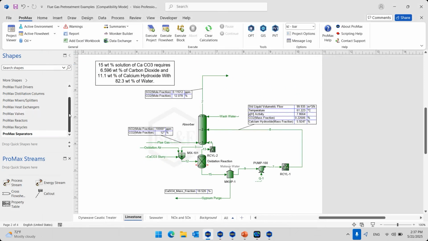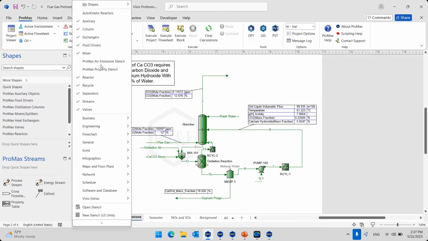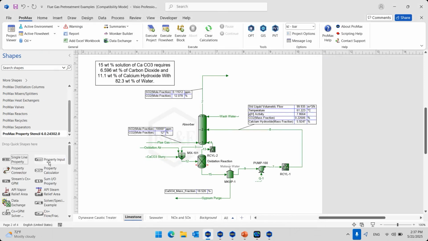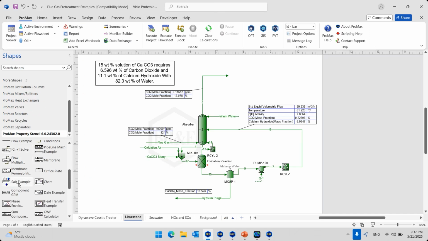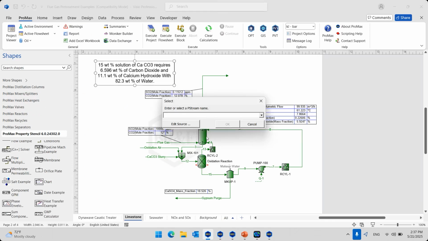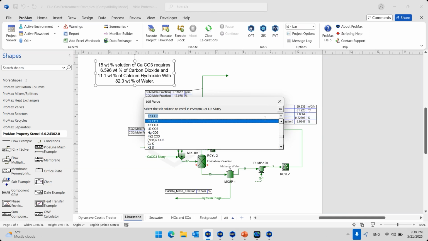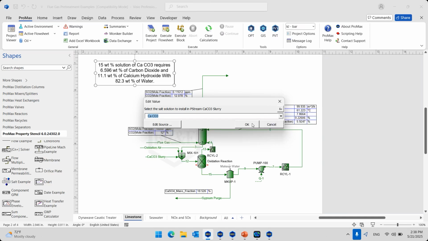That is our salt example. This salt example can be found under more shapes and ProMax property stencils. There is a stencil called salt example over here. Once you take it and put it on your flow sheet, it will appear over here, and it will ask you into which stream you want to input this concentration. So in our case, it would be the CaCO3 slurry. Click OK. It will ask us which salt we want to model. There is a list of all possible salts. So in our case, CaCO3.